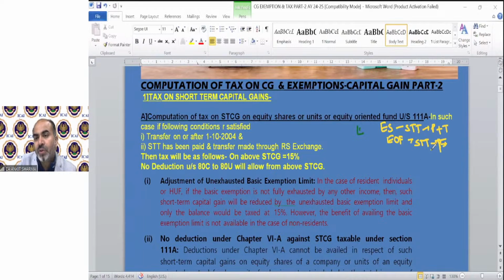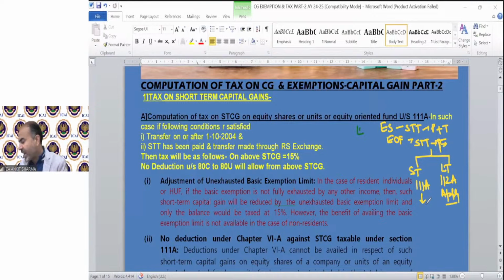Clear? So if these are long-term equity shares, then section 112A applies. And if these are short-term, then 111A applies. If section 111A applies, then the tax rate is 15%. And if 112A is applicable, then the tax rate will be 10%.